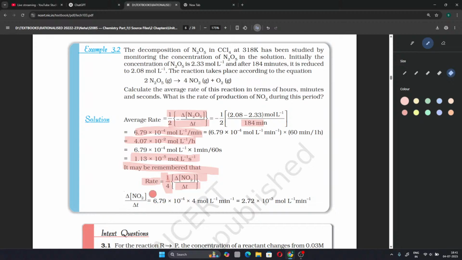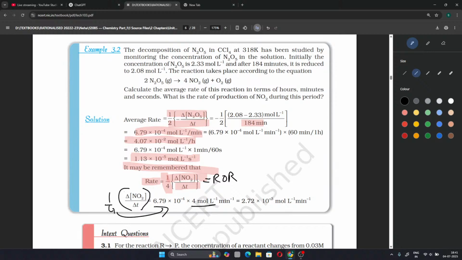Wait, this is the total ROR, average rate or rate of reaction. This is the rate of reaction, but in case of this one, this is not the rate of reaction. This is the appearance of NO2. In case of appearance of NO2, we shift the 1 by 4 to this side. That is why there is a 4 here. Then we multiply the rate of reaction with this 4. We will get the rate of appearance of nitrogen dioxide is 2.72 into 10 power minus 3 mole per liter per minute.